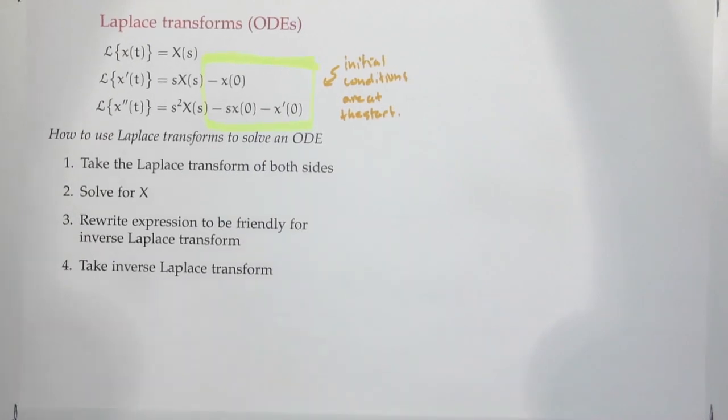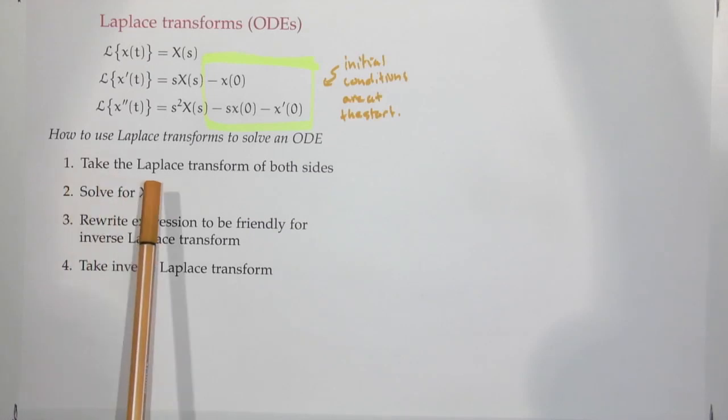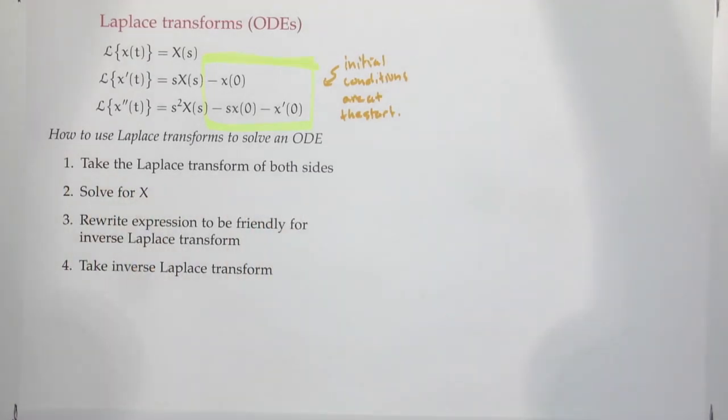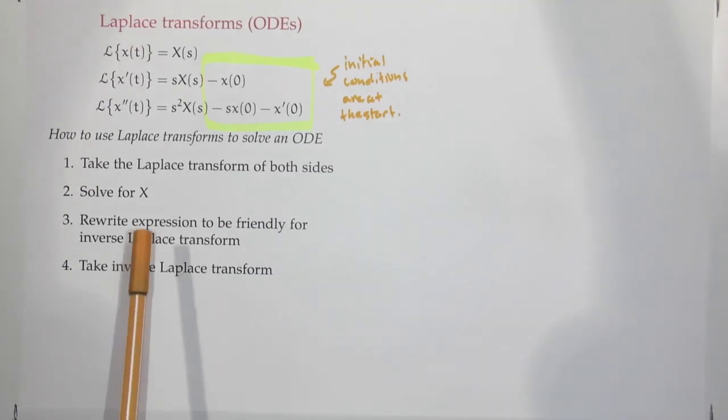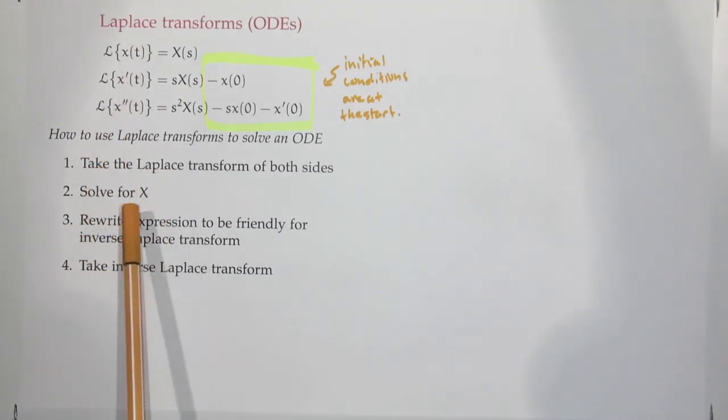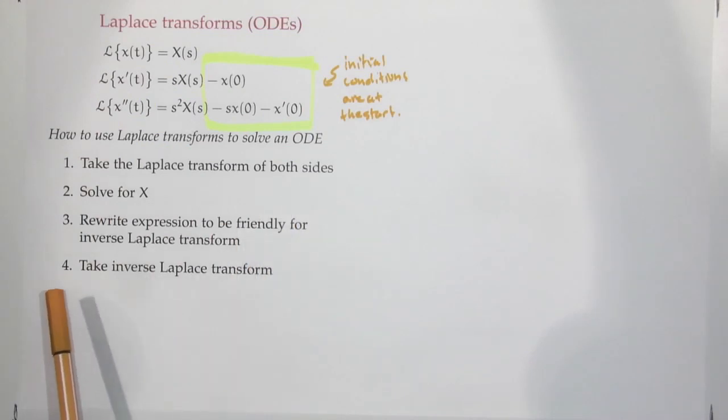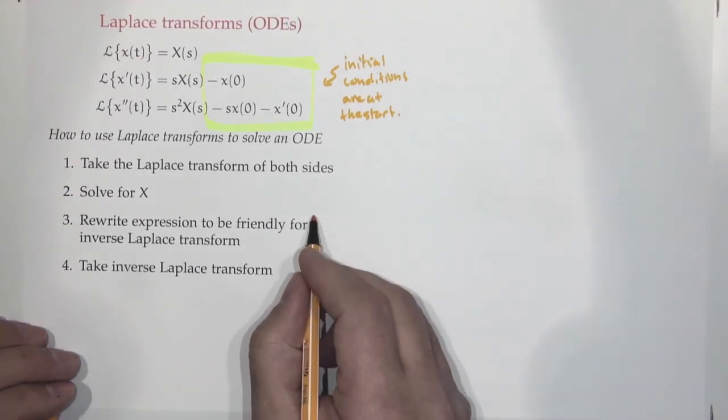How do we use Laplace transforms to solve differential equations? The first step, no surprise, take the Laplace transform of both sides. Then the second step is you solve for capital X, which is, again, not so bad. You just put all the terms with capital X on one side, all the terms without capital X on the other side, and factor out and divide. And the third step, this is the harder part, is rewrite the expression to be friendly for inverse Laplace transform. What usually shows up on this third step?